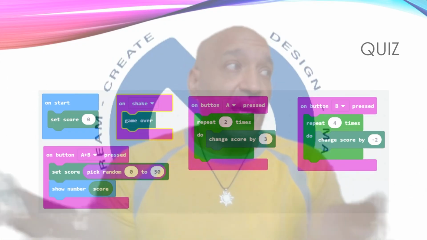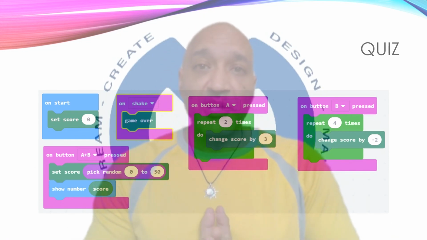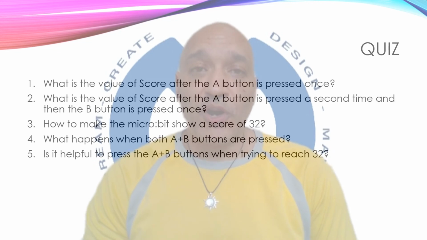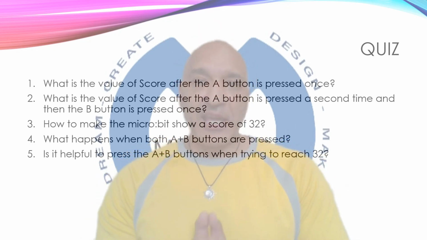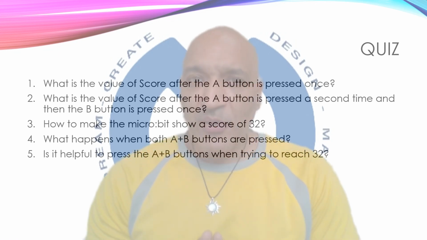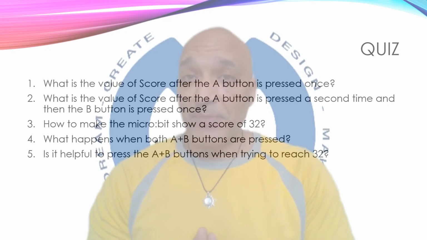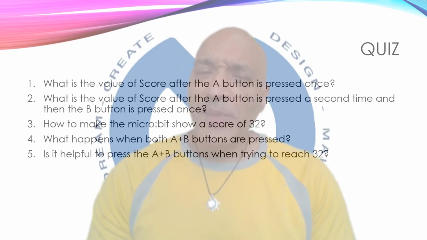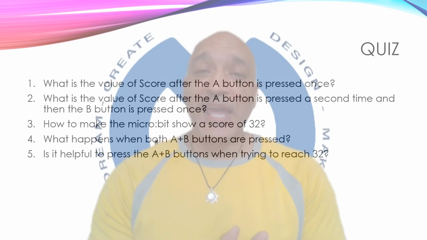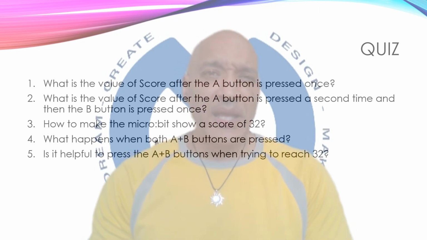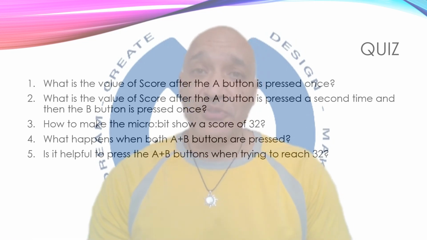It's quiz time! All right, take a look at these blocks and tell me, what do you think these blocks will do? And here are the questions for our quiz. What is the value of score after the A button is pressed? What is the value of score after the A button is pressed a second time and the B button is pressed once? How can you make the MicroBit show a score of 32? What happens when both A and B buttons are pressed together? And is it helpful to press the A and B buttons together when you're trying to reach the score 32?